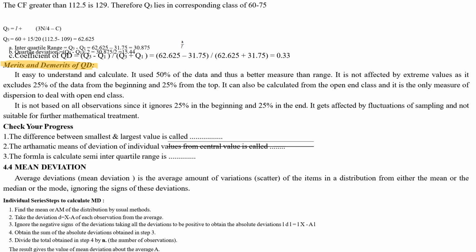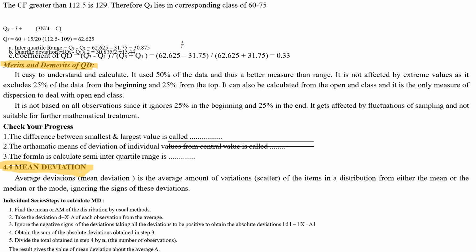Okay, so then we go for mean deviation. What is mean deviation? Mean deviation is the average deviation, is the average amount of variation of the items in a distribution from either the mean or the median or the mode, ignoring the signs of these deviations. It's an average deviation. Average deviation is the mean deviation, the average amount of variations. For variations also we need to take an average.